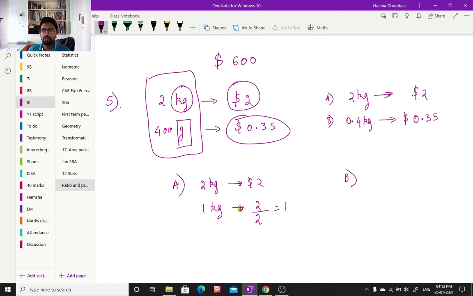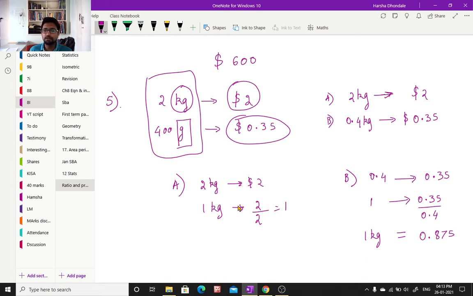And let me go to B. 0.4 kg is costing me $0.35. 1 kg will cost me how much? It will be 0.35 divided by 0.4. So what is 0.35 divided by 0.4? Obviously it is less than 1. Anyway, if you use your calculator, you will get your answer as $0.875. So here 1 kg is costing you $0.875.